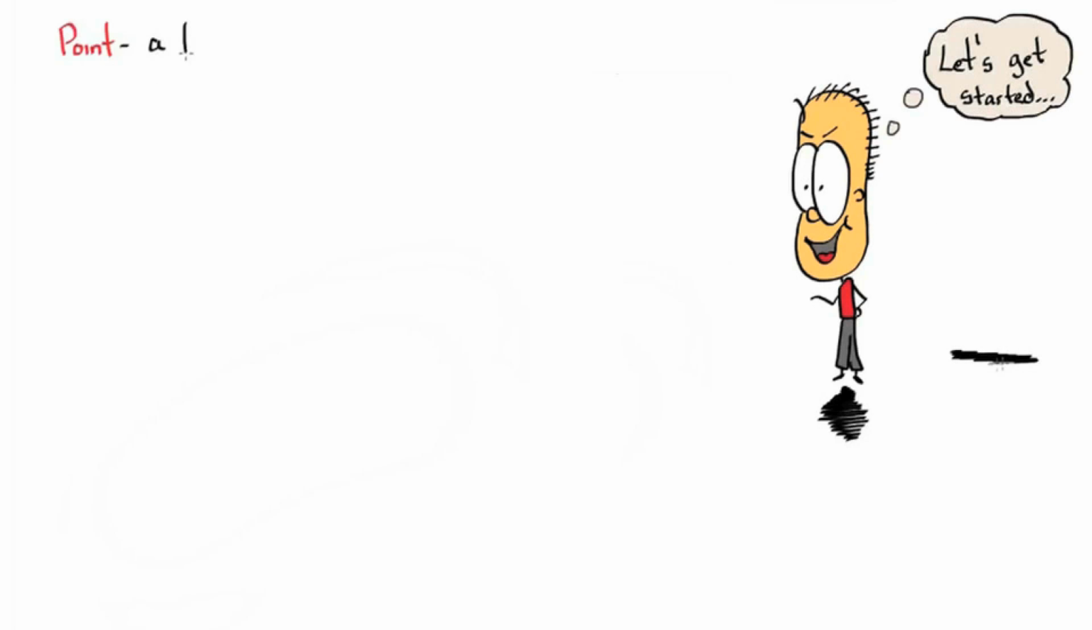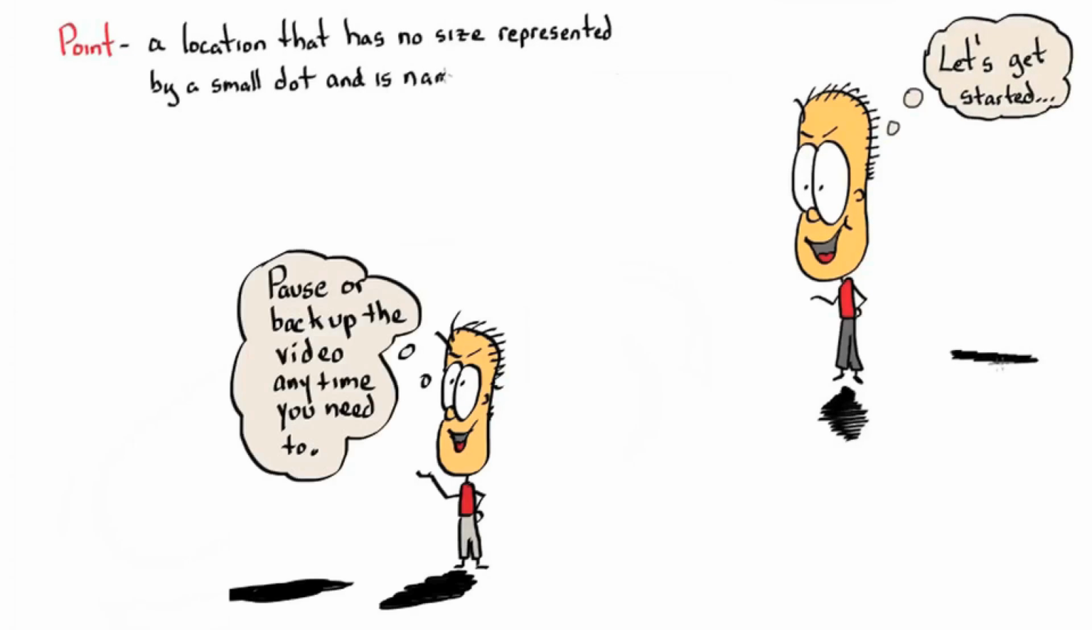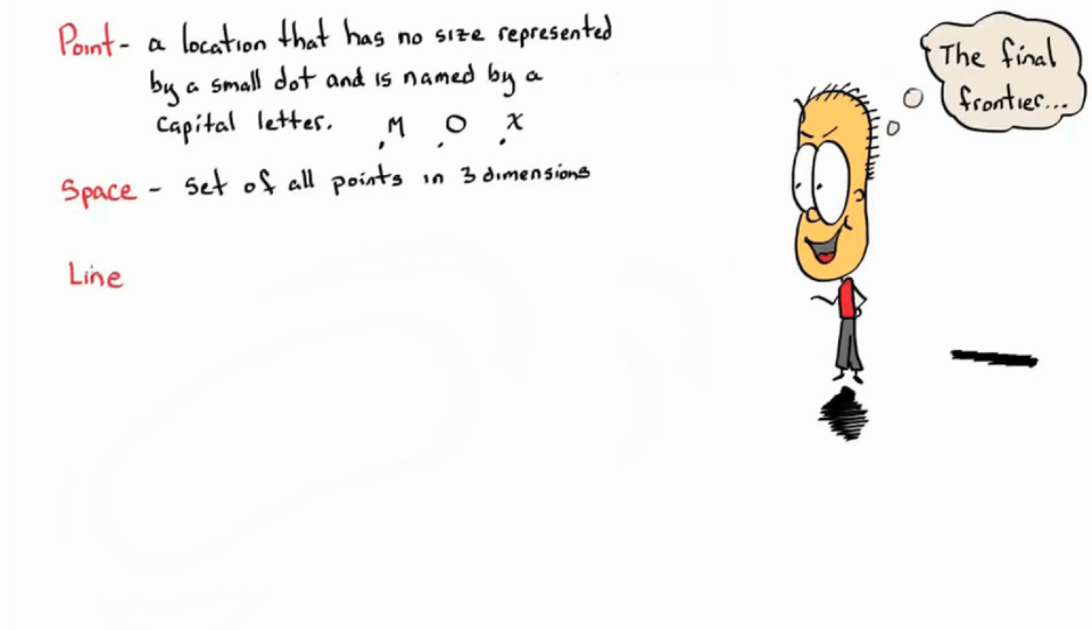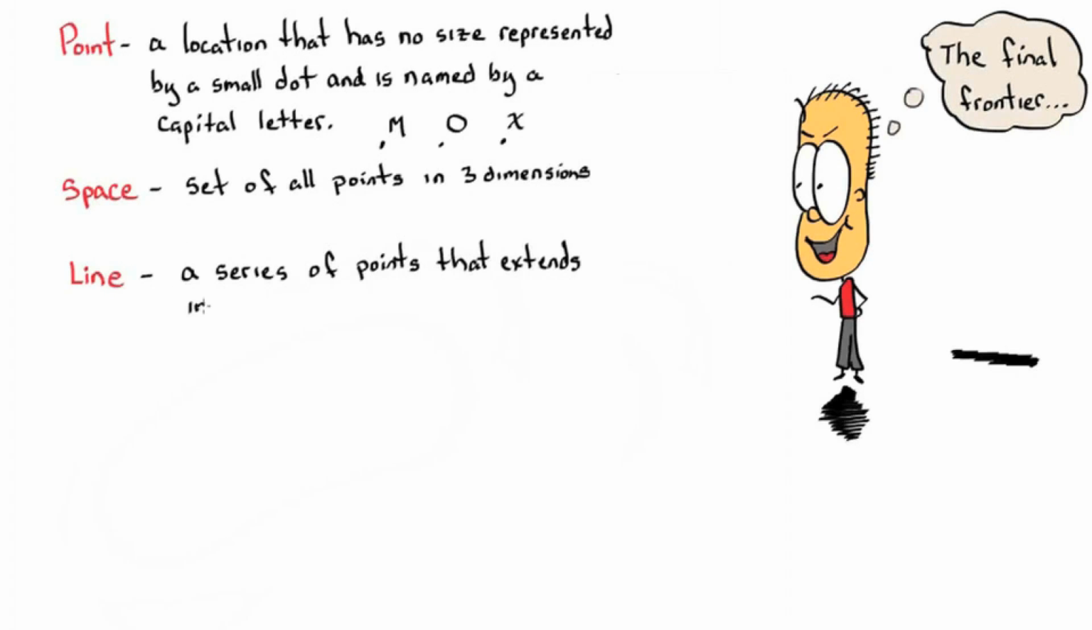A point is a location that has no size, represented by a small dot, and is named by a capital letter, like point M, point O, and point X. Space is the set of all points in 3 dimensions. Line, a series of points that extends in 2 opposite directions without end.